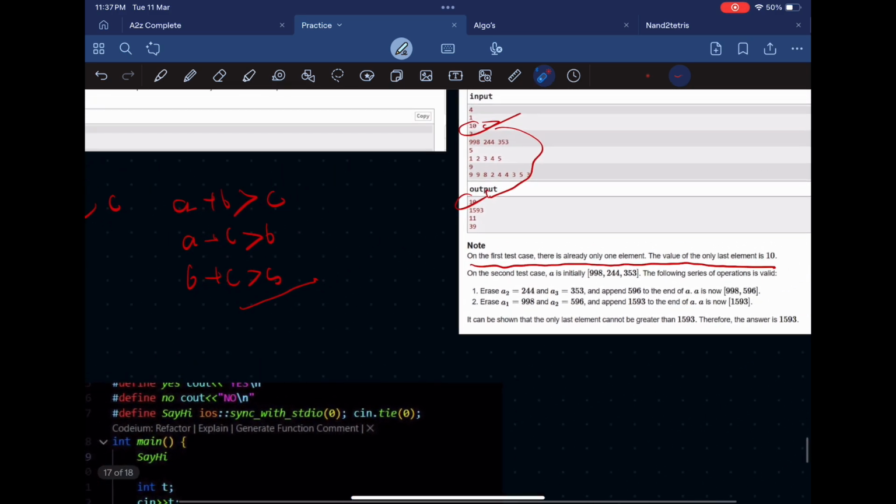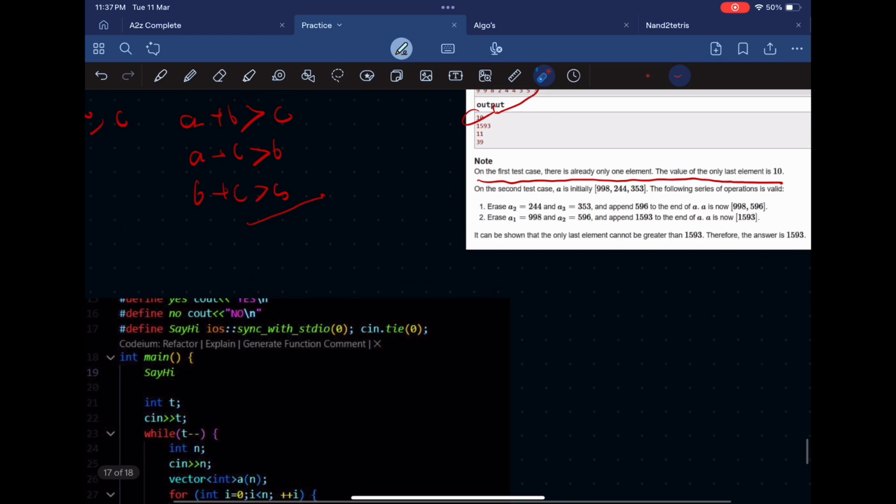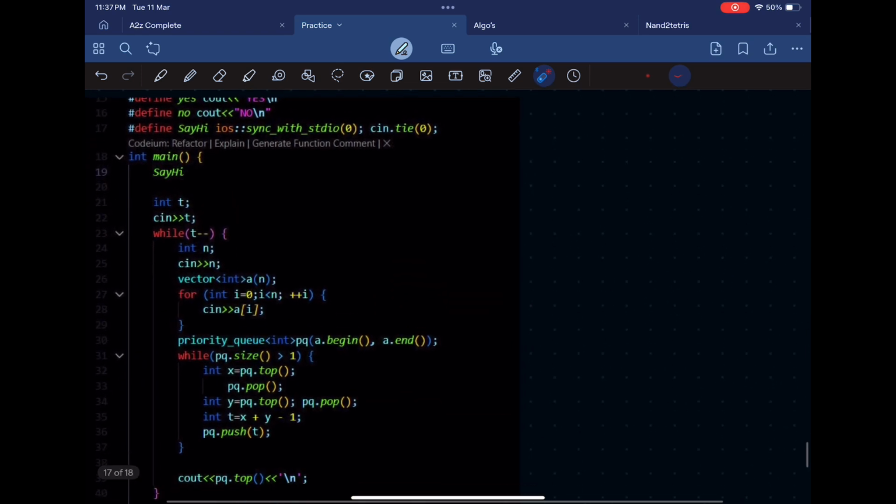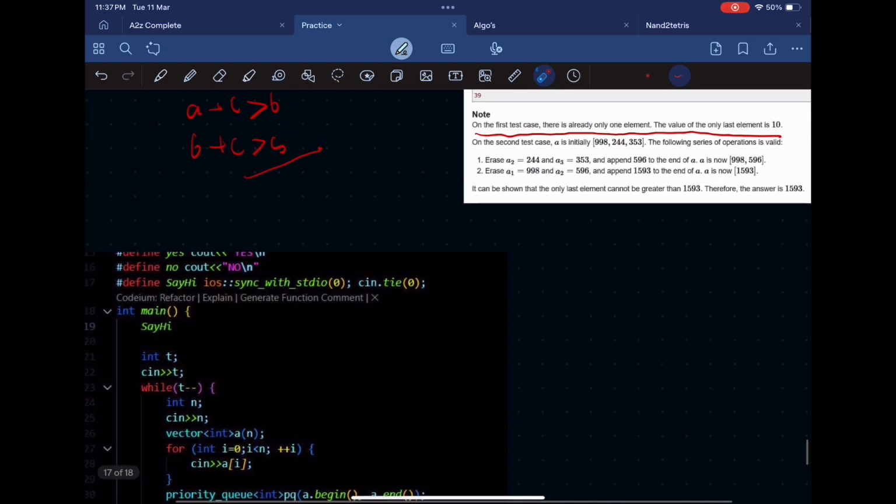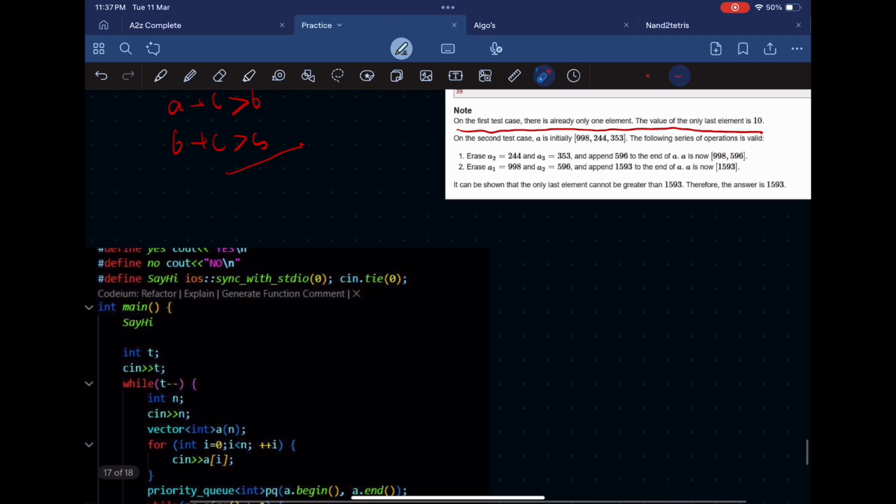Let's see next. Now we can see the solution. We take the number of test cases as input, then we have the value n, and we store the values in a vector. Now we are using a priority queue here. Why are we using a priority queue?